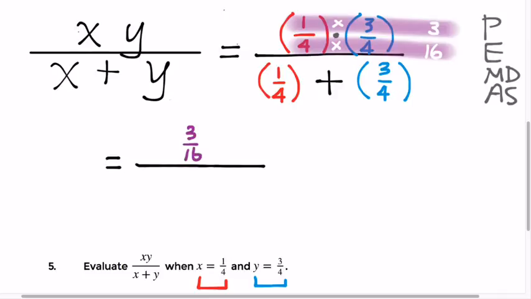Okay. One of the things that makes this problem look daunting, though, is that we've got fractions within fractions happening. So we're going to have to reckon with that at some point. But let's try and put that off if we can, and look at the addition problem happening in the denominator. How do we add 1/4 plus 3/4?